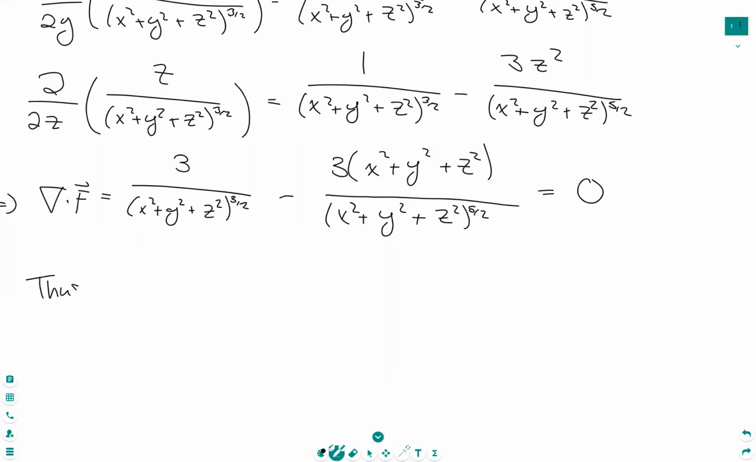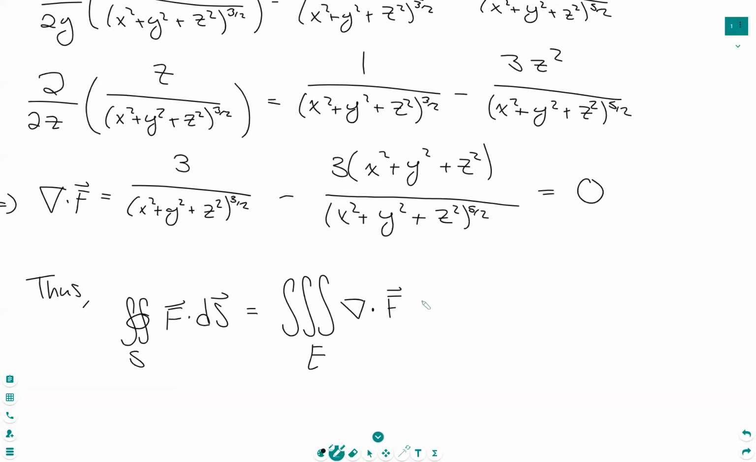Thus, the total flux through our surface via Gauss is the integral of the divergence of F dV. But the divergence of F is just 0, so a triple integral over 0 is still going to be 0. That means the total flux going through that surface is 0.